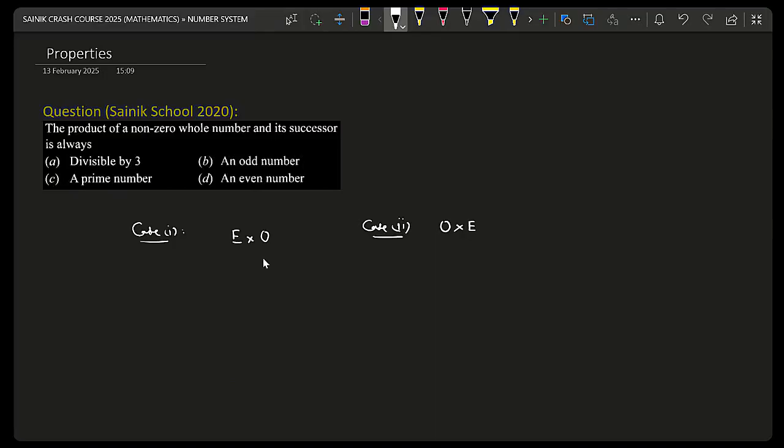So now you can get the answer. Even into odd is always going to be even. And odd into even is always going to be even. So in any case, either you select the first number even or odd, if you multiply with successor, the final answer will always be even, right? So which option we are going to mark here? Option D. Yes, answer D is correct. This even number. Okay.